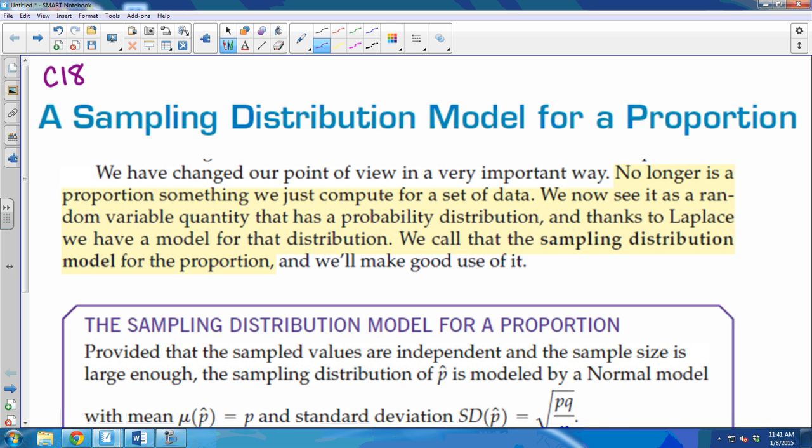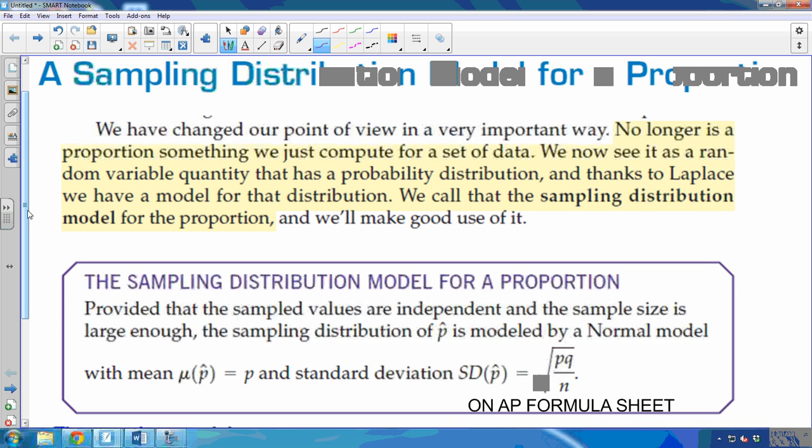So I kind of said all this yesterday, but it says no longer is a proportion something we just compute for a set of data. So proportion doesn't have to be just a number anymore. It's a random variable quantity that has a probability distribution, and we have a model for that distribution. And so we call that the sampling distribution model for the proportion. With a model, I could do stuff. With just a proportion, I can't do anything.